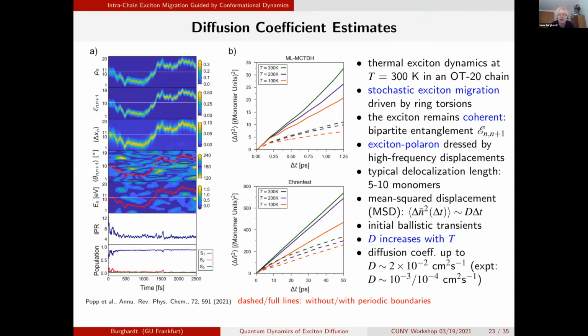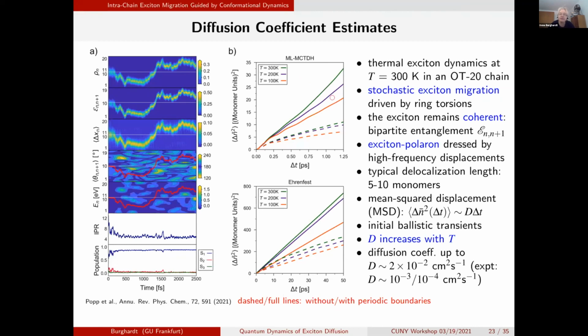So mean squared displacements from the simulations, and I'm showing this here actually for 2 realizations. Without periodic boundaries, these are the dashed lines, and with periodic boundaries, these are the full lines, and for different temperatures. So the periodic boundary conditions actually accelerate the dynamics, right? These 20-site systems are too much confined by themselves.